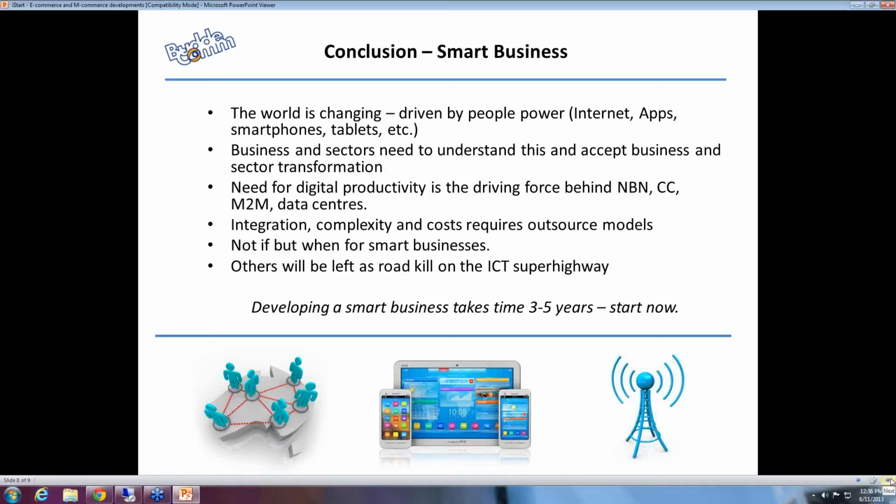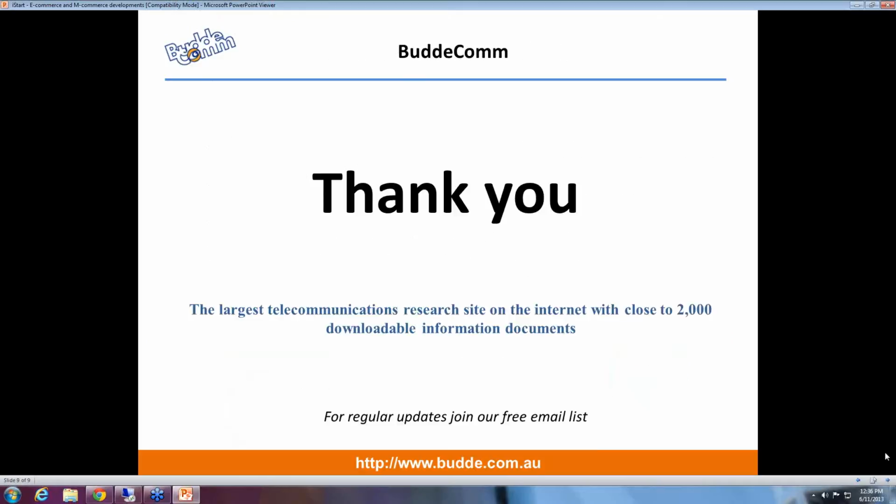These changes will take 3 to 5 years, so you don't die overnight, but you have to start now in order to make sure that you are on the right side of the story in the developments of e-commerce and m-commerce. So I hope that I've been able to give you some information, some food for thought, perhaps some tips for yourself and for your organization, and where things are going.